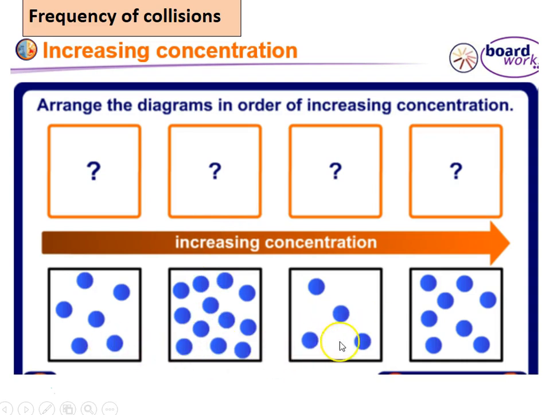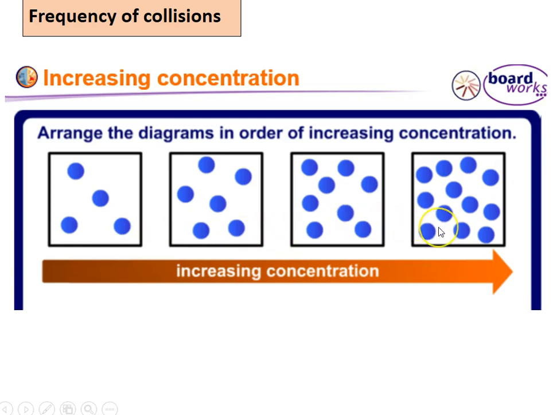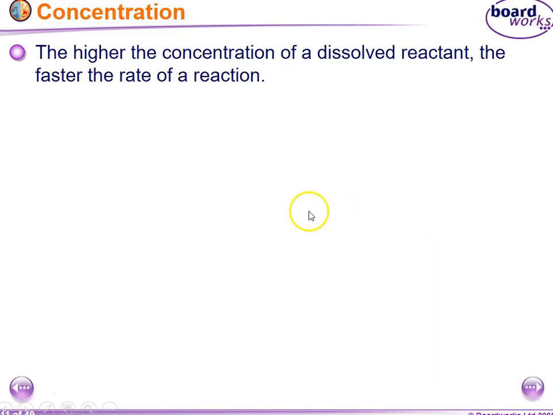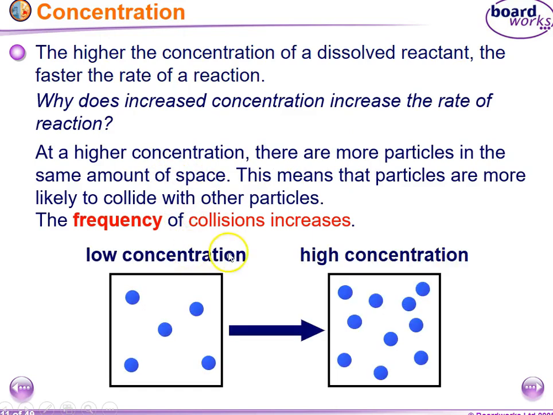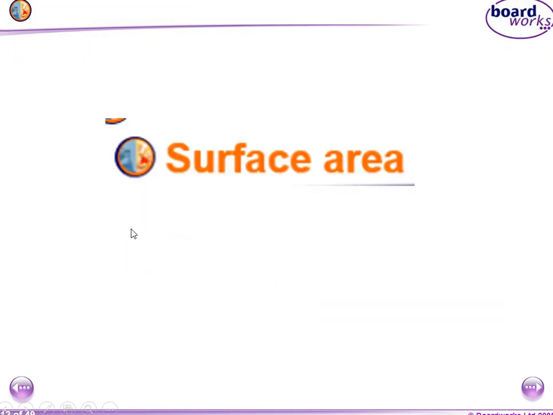we've got reactant particles. You need to know what concentration means. It doesn't mean that there necessarily are more particles, it just means how close together they are. And so the closer together they are, the faster they're going to collide with each other. So if you arrange them in order, the higher the concentration, the faster the rate. Why does concentration increase the rate? Because if the particles are closer together, then they're more likely to collide. So this increases the frequency, how often they collide per period of time.